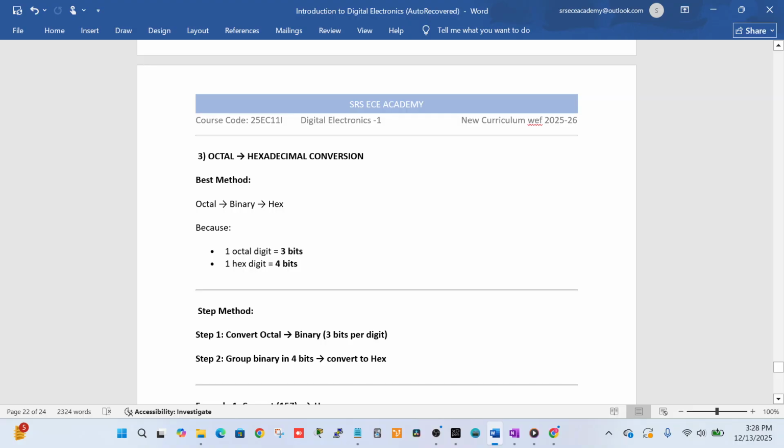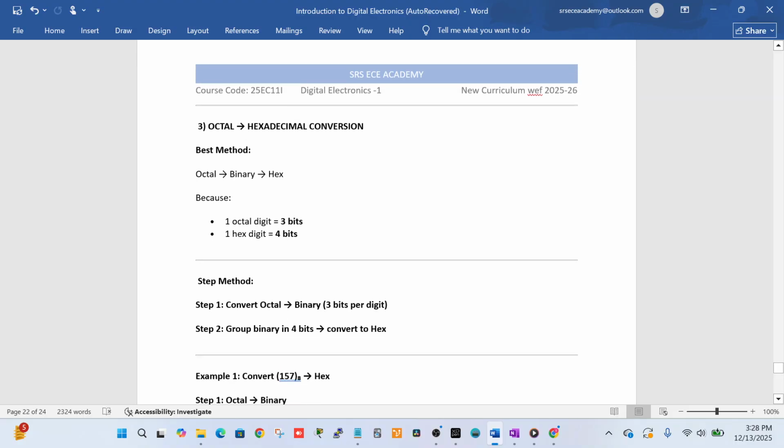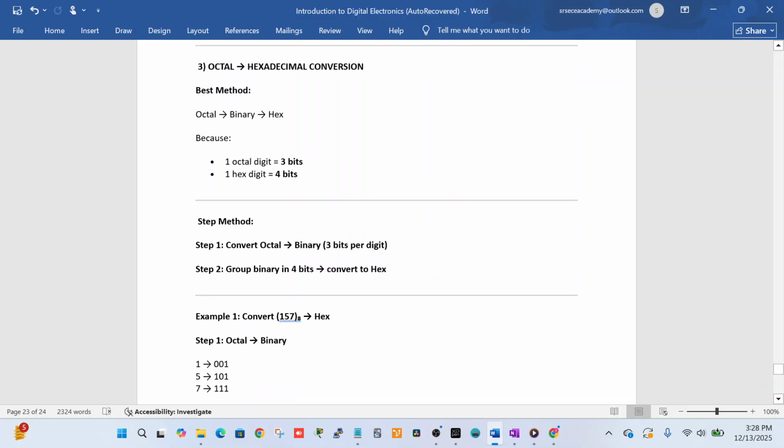Next, to convert octal to hexadecimal, we have to convert the octal number to binary, then convert binary to hexadecimal. One octal digit is equal to 3 bits, and one hexadecimal digit is equal to 4 bits. One octal digit is 3 bits, meaning 2 to the power of 3, so we group 3 bits. One hexadecimal digit is 4 bits, 2 to the power of 4 is equal to 16, so you have to group 4 bits.